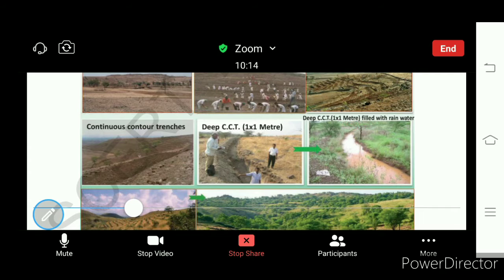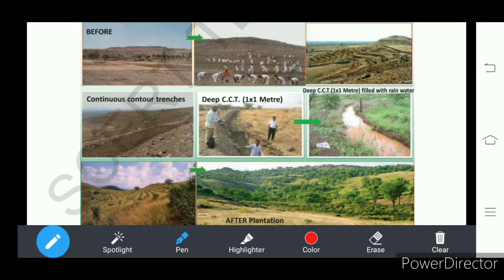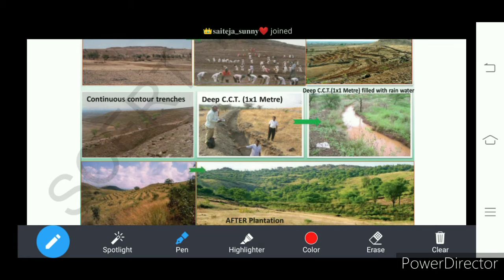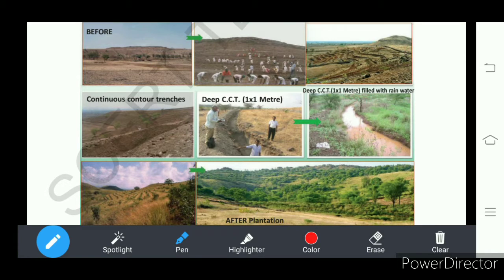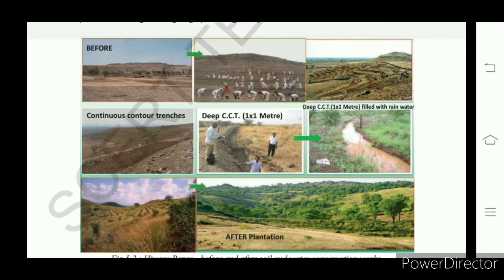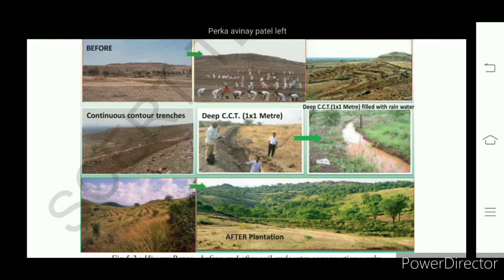Before 1980, their village was like this in the first figure. And see the last one, after plantation. Now it is in this manner. So there is a lot of change in the Hiware Bazar village.